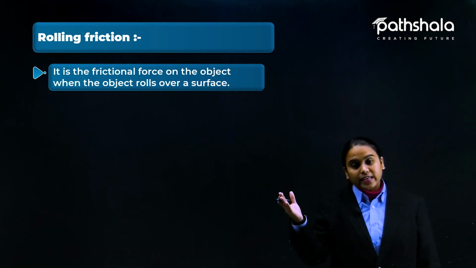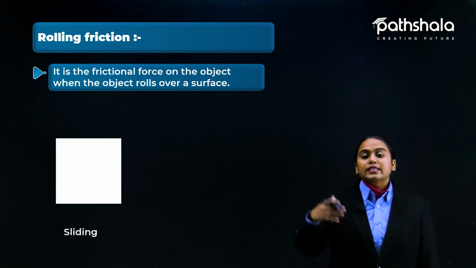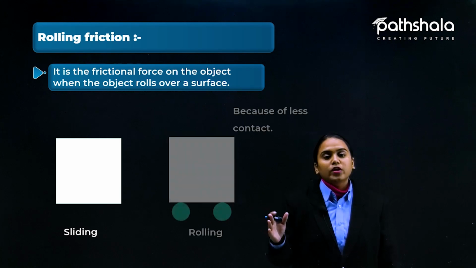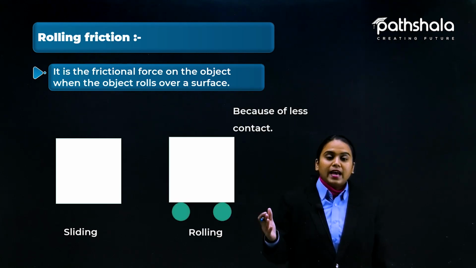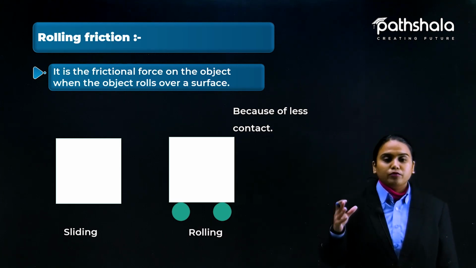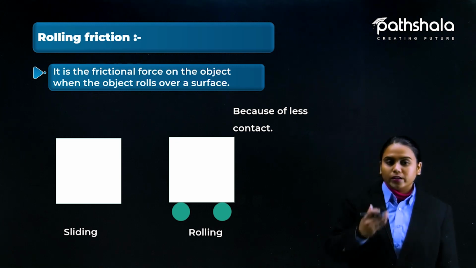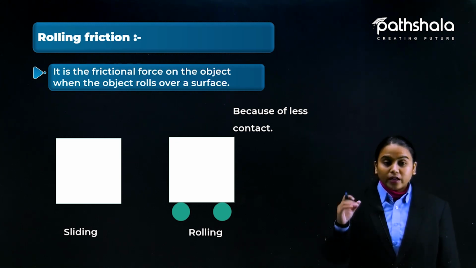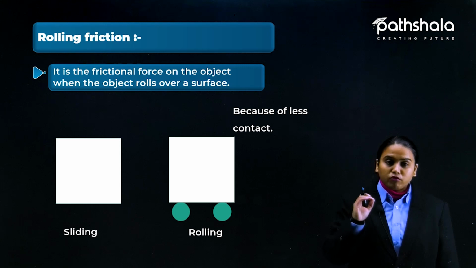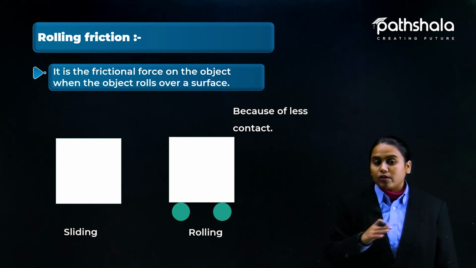And see here again, compared to sliding friction, it is much easier to roll the thing. Suppose you need to slide a heavy box, a wooden box, and make it move from one point to another point. You need lots of force here, because the surface of the sliding box is more in contact with the surface of the ground.